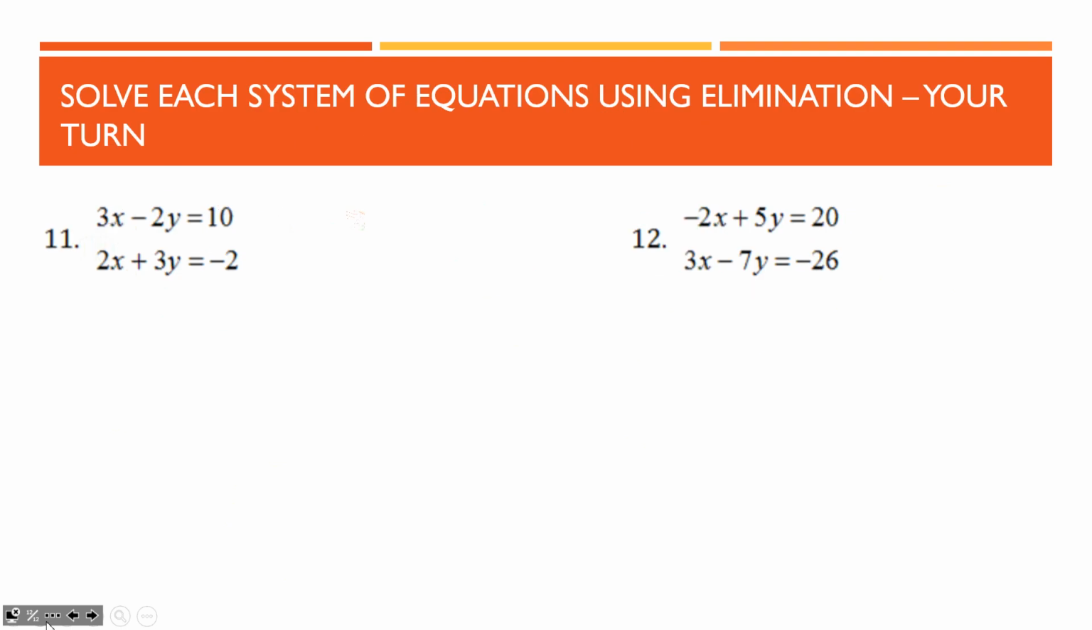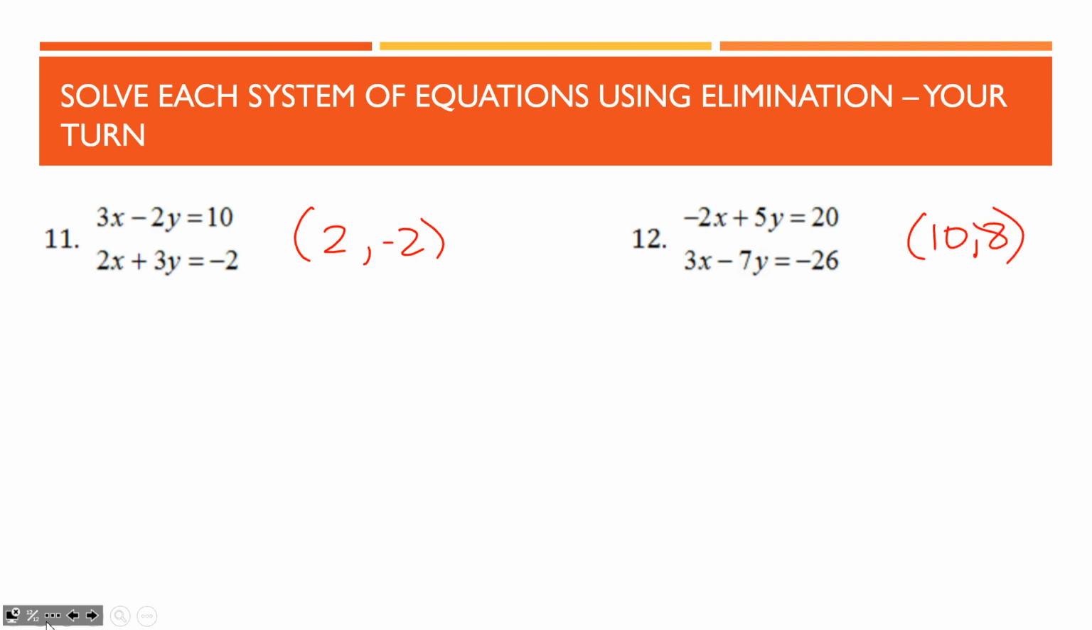Okay, so again, pause the video and try these. I'm just going to give you answers to each of these, and you can kind of check your answers. So the answer to 11 is 2 comma negative 2. And the answer to number 12 is going to be 10 comma 8.